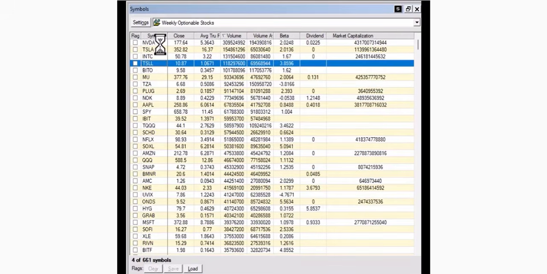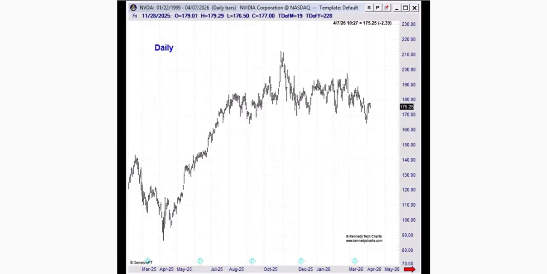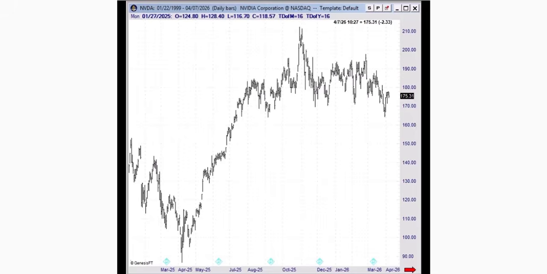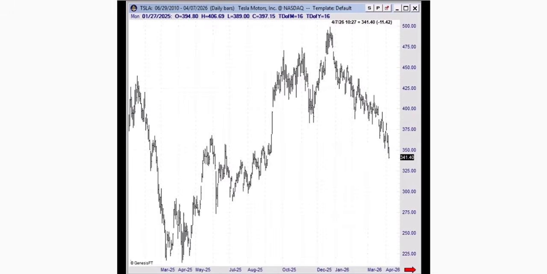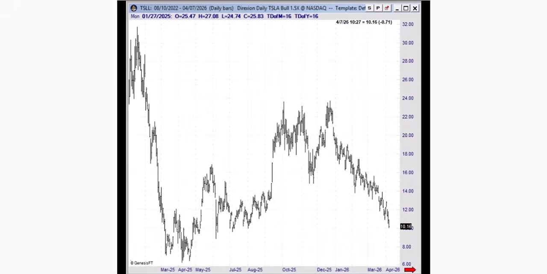For example, we'll go back to NVIDIA, and let me slide this over to the left, and then you'll see here under the active chart, that is NVIDIA. Then I click on Tesla, remember that was number 2, then we look at Tesla, and then I click on the next one, Intel, boom, up pops Intel, and then the next one. We have a Tesla Bull Bear Fund here, an ETF. So you kind of get the idea.